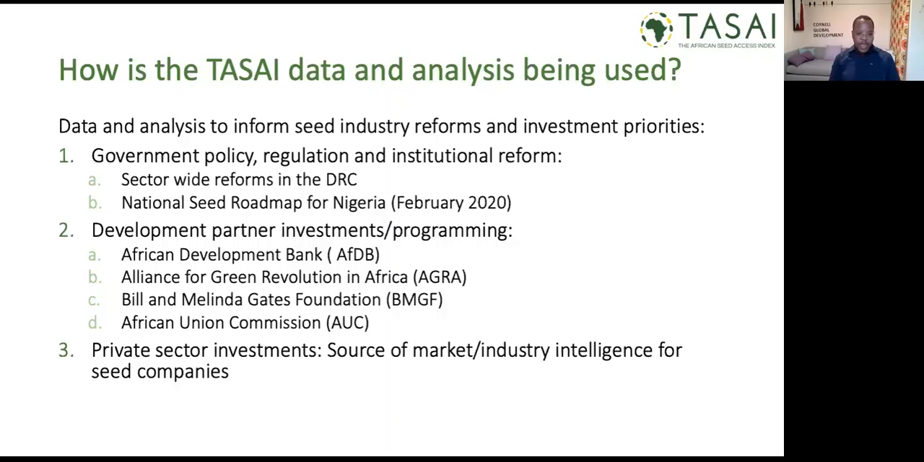A lot of development partners are using this information for investment priorities and programming, including African Development Bank, Alliance for Green Revolution in Africa, the Bill and Melinda Gates Foundation, African Union Commission. All these are players that are investing a lot of resources in this sector, and they're using some of this information to shape their priorities for engagement. And private companies use this information for market intelligence, and most seed companies also come to this information to see where they should be investing more of their resources in.